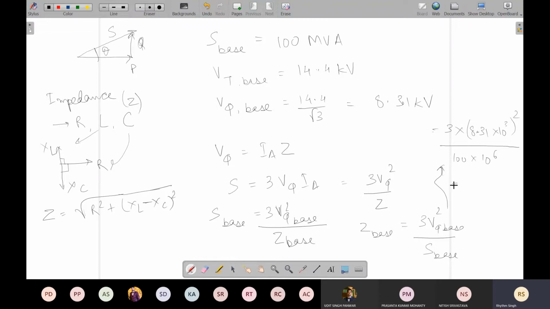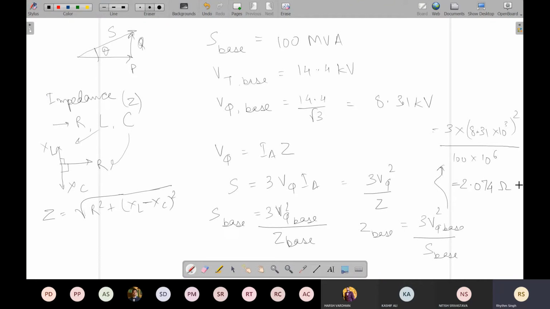So what is this value? Sir, 2.07 into 10 raised to the power minus 3. Why is that 10 to the power minus 3 coming? No, sir, no 10 to the power minus 3. Only 2.07. Yes, sir. Correct. So it will be 2.074 ohms.